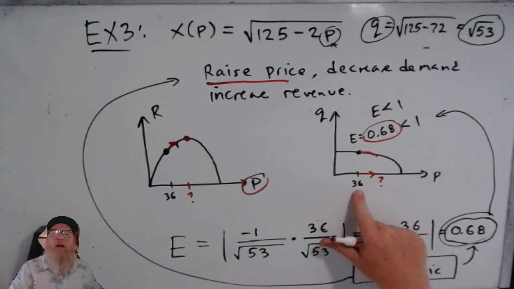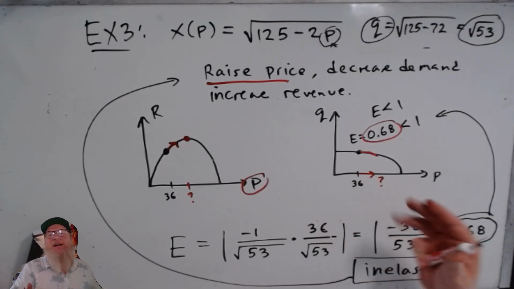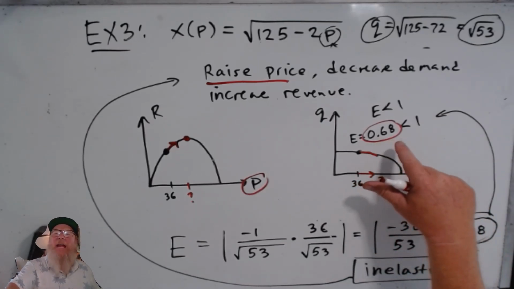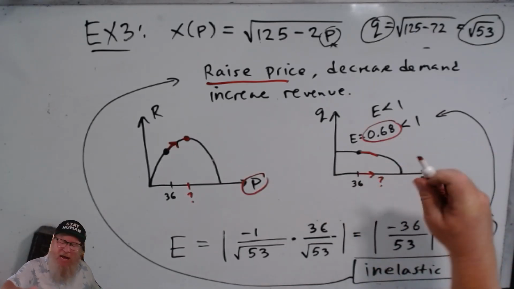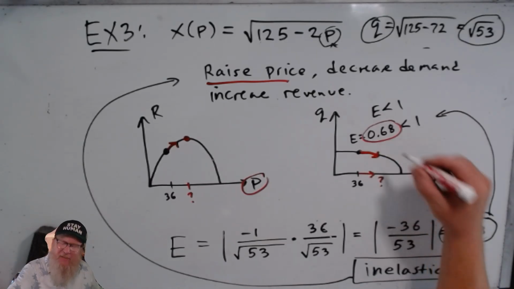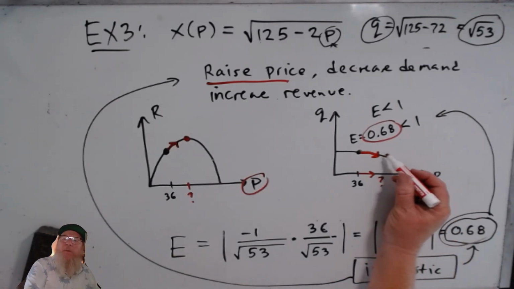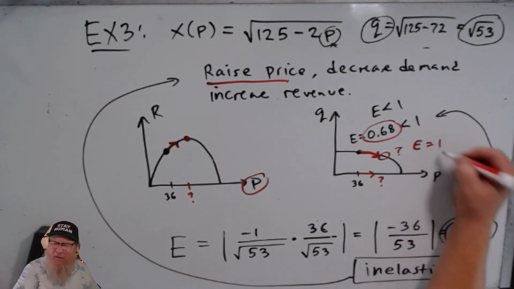36 cents. So if I raised it by 36 cents, then the demand would go down by 0.68%, which is less than 1%. So the demand does not go down substantially, but it does. See, it's a very slow decrease in demand. And again, our goal would be to find the sweet spot here where the E is equal to 1.